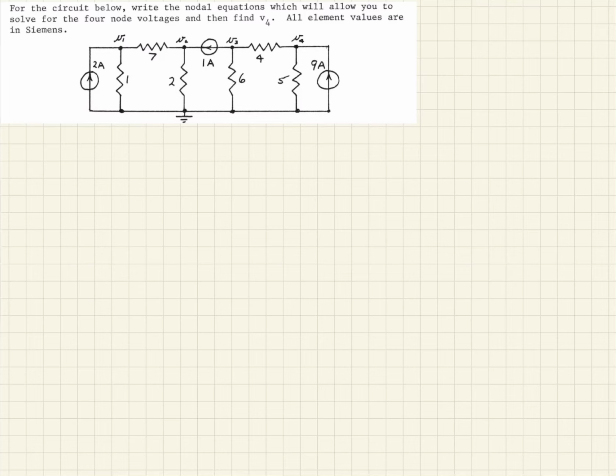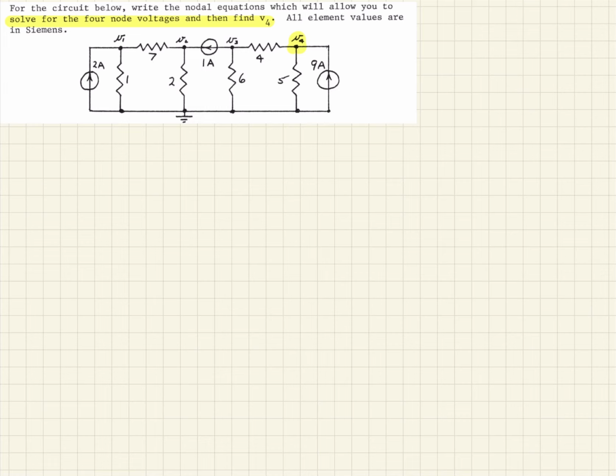So here's another quick, simple example applying nodal analysis. In this case, they're wanting us to derive equations to solve for the four node voltages. And in particular, they're wanting node 4. So what's the voltage at node number 4?